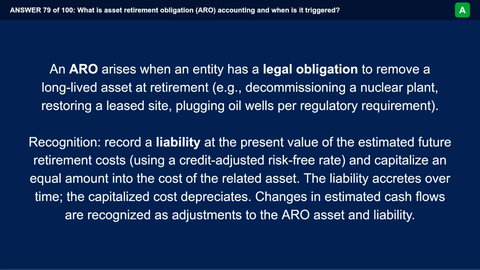Recognition: record a liability at the present value of the estimated future retirement costs using a credit-adjusted risk-free rate, and capitalize an equal amount into the cost of the related asset. The liability accretes over time, the capitalized cost depreciates. Changes in estimated cash flows are recognized as adjustments to the ARO asset and liability.